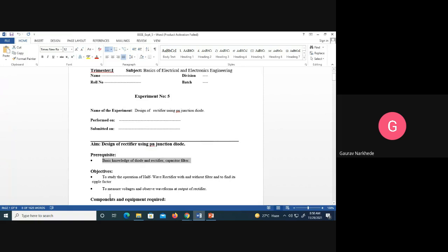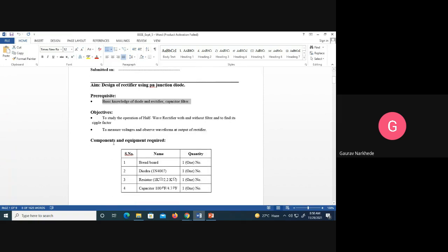Now the two objectives are we need to study the operation of half wave rectifier, first with filter and second without filter. Okay, and then when we will see the waveforms, after that we need to measure the value of voltage and then observe waveforms at the output of the rectifier.